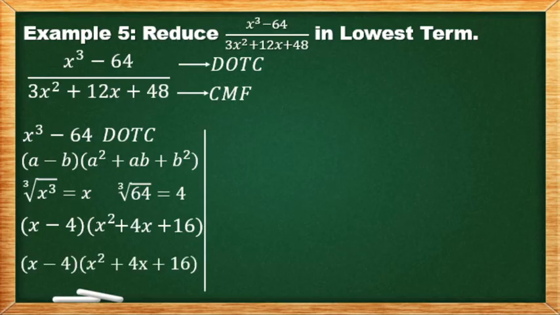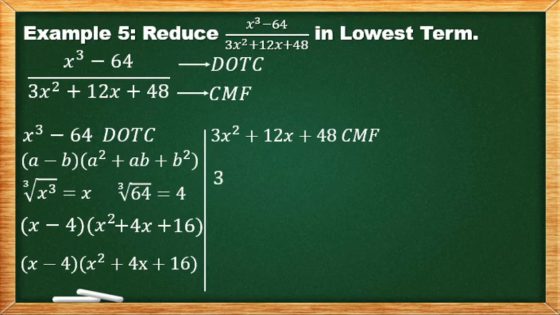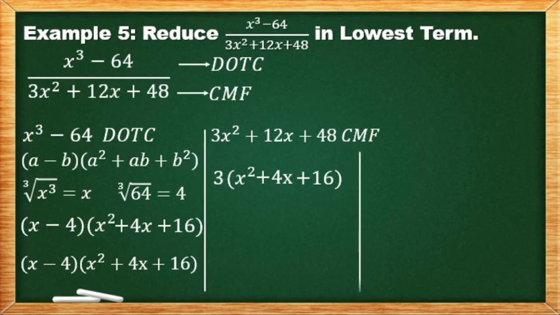Next. CMF tayo. So, what is the common factor of 3x squared plus 12x plus 48? Yes, 3. Divide lang natin by 3. So, 3x squared divided by 3, x squared. 12x divided by 3, 4x. 48 divided by 3, 16. So, this is the factor of 3x squared plus 12x plus 48.